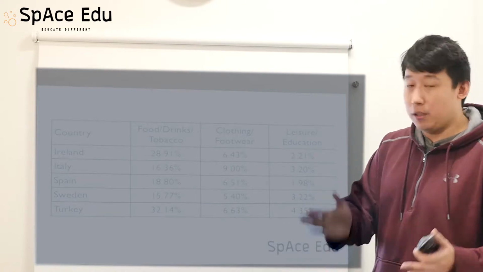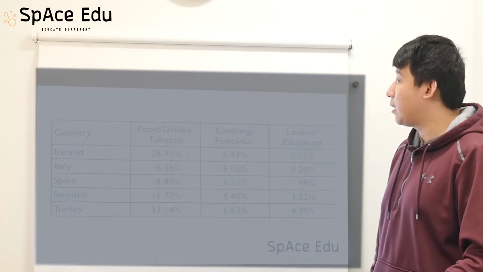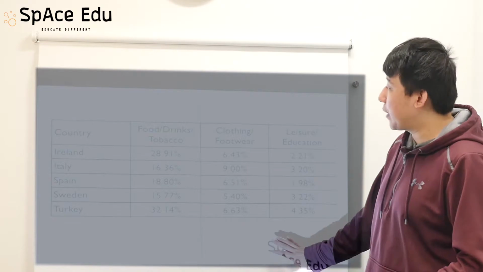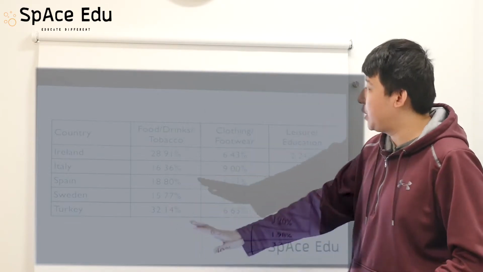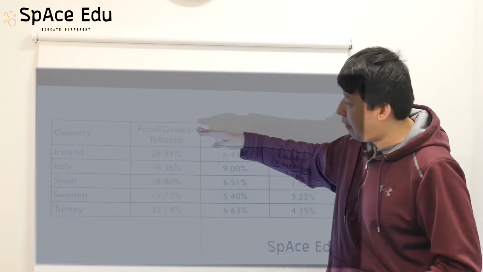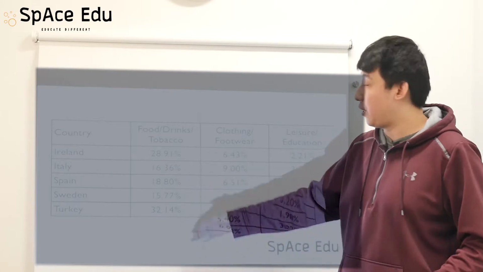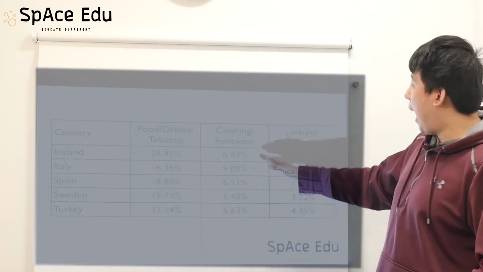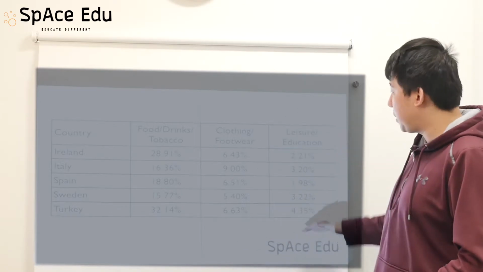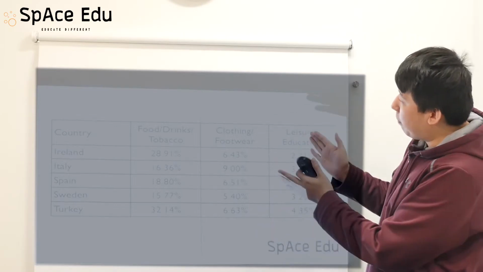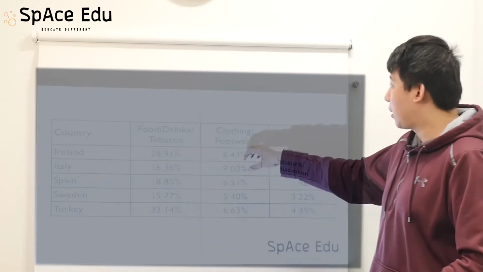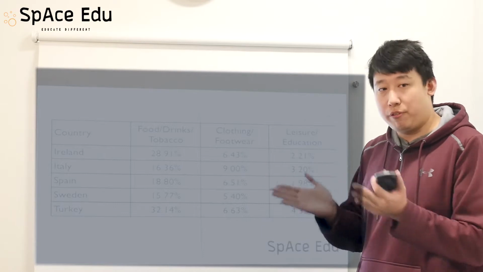By applying the large and small grouping approach, we can draw a line here. Basically, all the spending from different countries on food, drinks, and tobacco are 2-digit numbers, right? So we have 28, 16, 18, 15, and 32. Meanwhile, the spending on clothing and footwear and leisure and education are all single-digit numbers. So by applying the large and small approach, we can clearly separate food, drink, and tobacco from clothes and leisure into 2 different paragraphs.